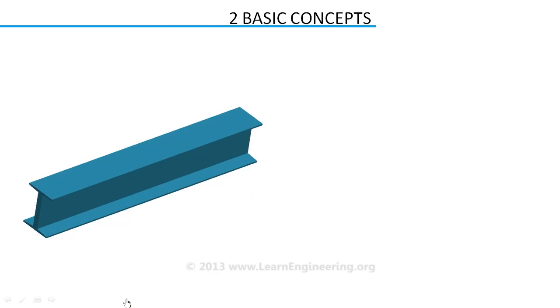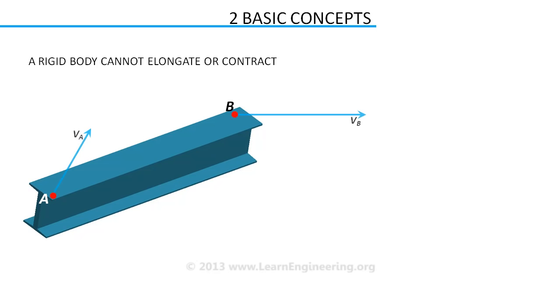First concept. A rigid body cannot elongate or contract in any direction. That means, if you take 2 points in a rigid body, they can have two different velocities. But velocity components parallel to the line connecting the points should be equal.